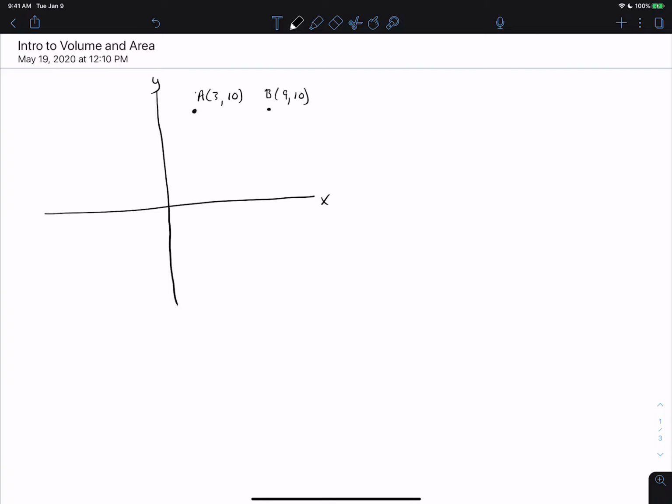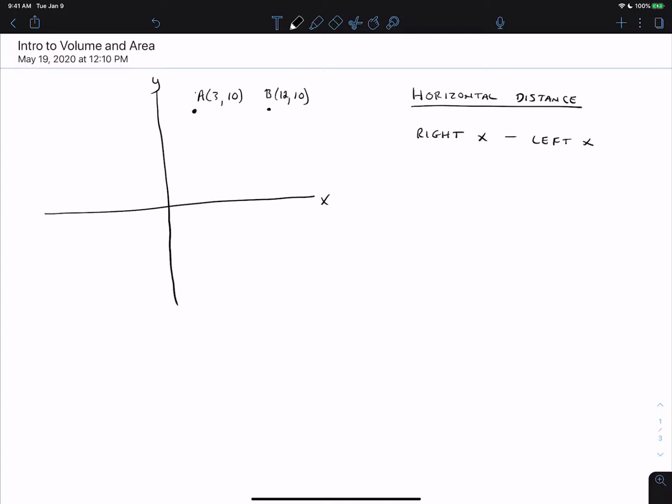If point B were instead of (9, 10), let's say it was (12, 10), then the distance between those points is 9. In order to do that, we're doing a horizontal distance. And the way we're taking the horizontal distance is we're taking the x value on the right minus the x value on the left. That clearly works for all positive values of x.